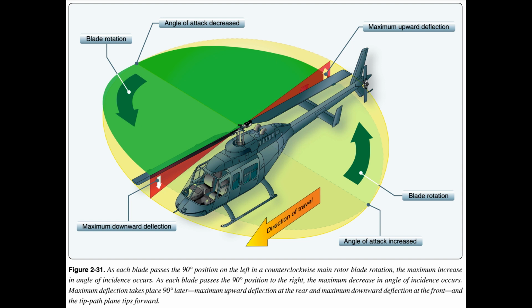Figure 2.31. As each blade passes the 90 degrees position on the left in a counterclockwise main rotor blade rotation, the maximum increase in angle of incidence occurs. As each blade passes the 90 degrees position to the right, the maximum decrease in angle of incidence occurs. Maximum deflection takes place 90 degrees later, maximum upward deflection at the rear and maximum downward deflection at the front, and the tip path plane tips forward.